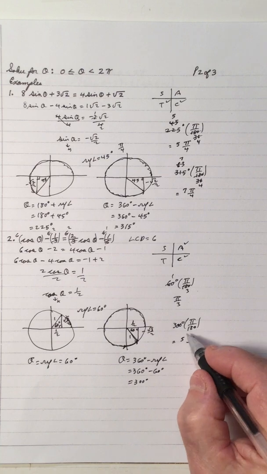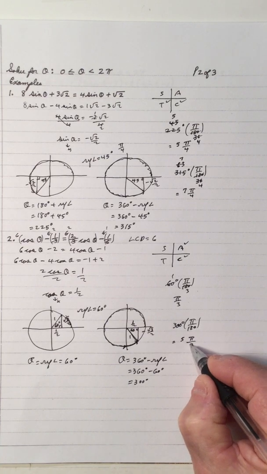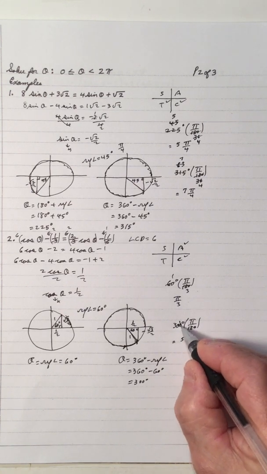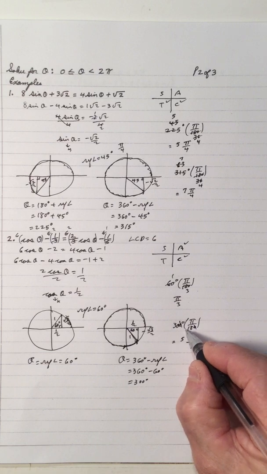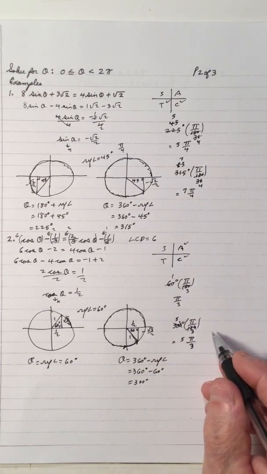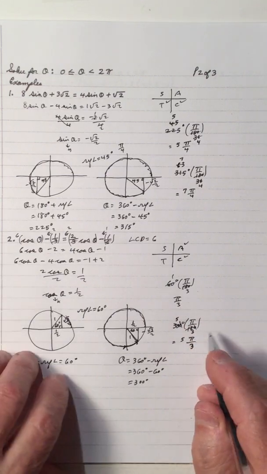Another way to do it, if you didn't want to put pi over 3, which was a 60, then divide 60 into 300, get 5. We cancel the zeros, dividing by 10. 6 into 18 goes 3, 6 into 30 goes 5. That's another way to convert. So the two answers are pi over 3 and 5 pi over 3.